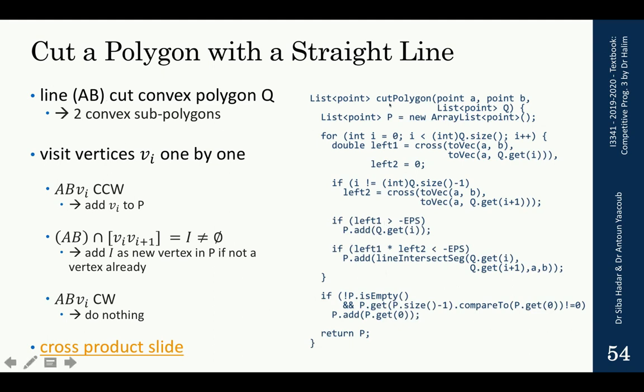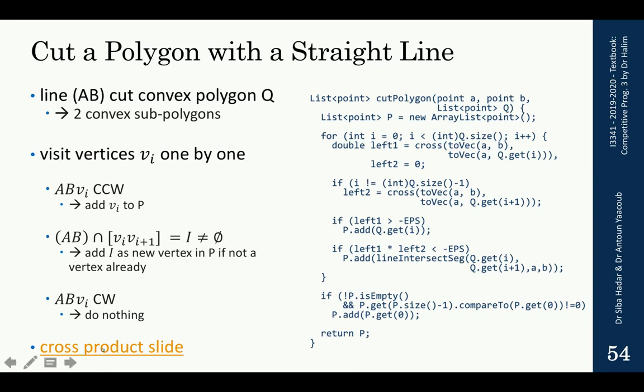This is the code for the function cut polygon. We know now it takes 2 points A and B that define a line, and it takes an input polygon Q, and we want as an output the left subpolygon cut by the line AB. And just like I told you here in the three cases, they are written in the code. You calculate the cross vector. Why? Because you want to know if they are counterclockwise or clockwise.